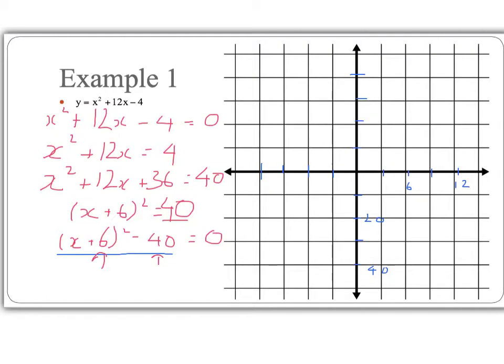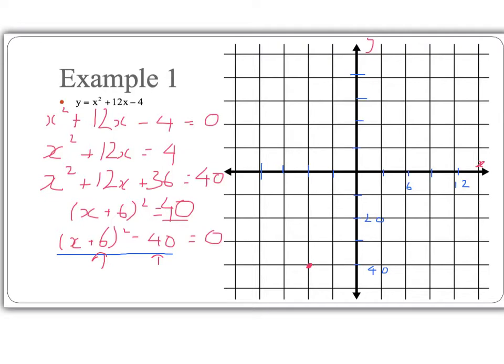Now I've already put a scale on this Cartesian plane. My y-axis up here is going up in units of 10, and my x-axis is going up and down in 3 units per square. So our turning point is going to be at plus 6, so 6 units to the left, and then 40 units down, so it will be going here.